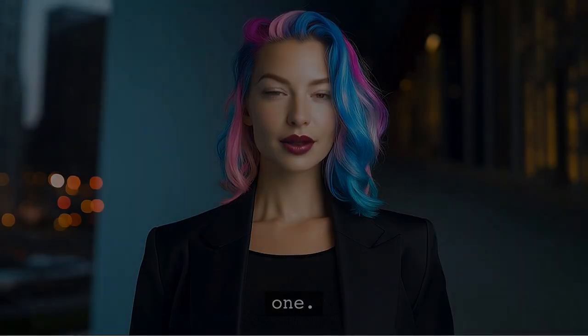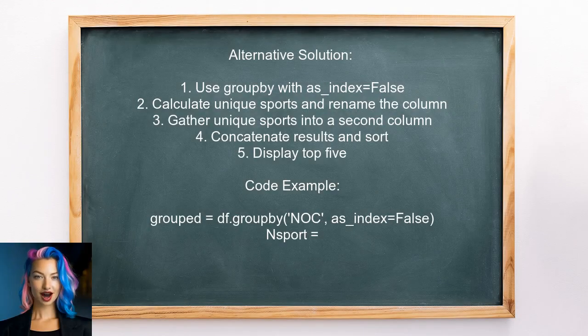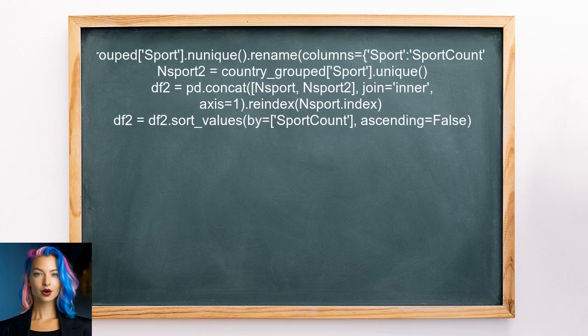Let's explore another one. An alternative approach shared by another user involves using group by with as index set to false. They first calculate the number of unique sports and rename that column. Then, they gather the unique sports into a second column. Finally, they concatenate these two results, sort them, and display the top 5.